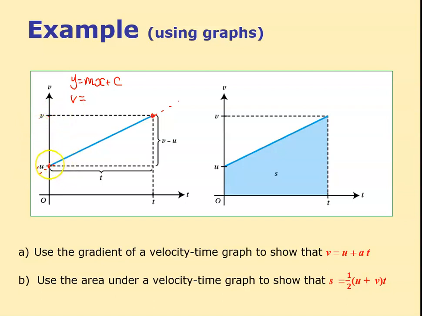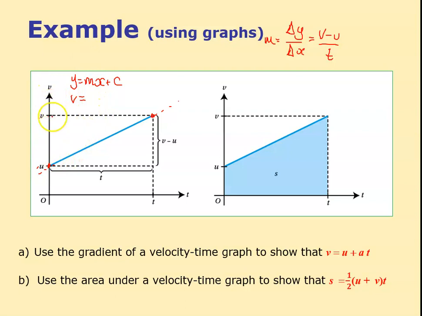And if that is my initial velocity, and that is my final velocity, take one away from the other, v minus u is how much it's gone up. And you might remember people talk about the change in y. You divide it by the change in x, and that gives you the gradient. However you do it, in this case, it's v minus u over t. How far does it go across? So v equals, that's my gradient.